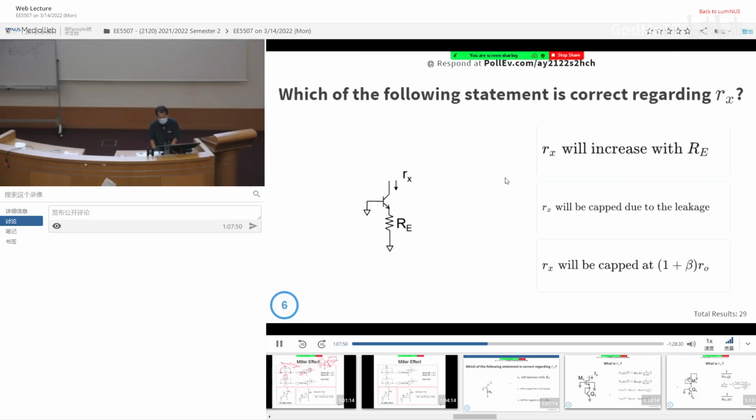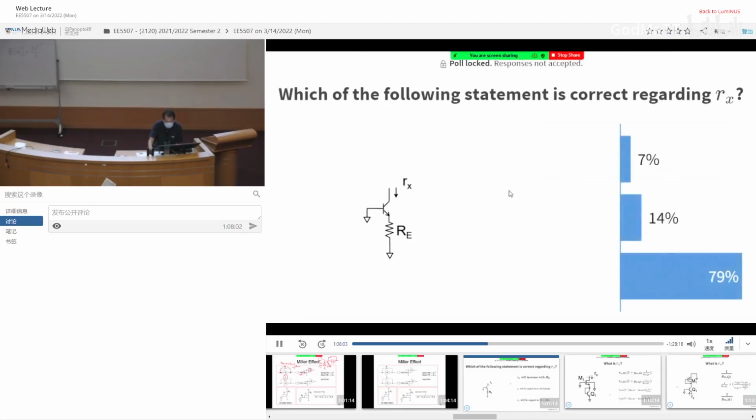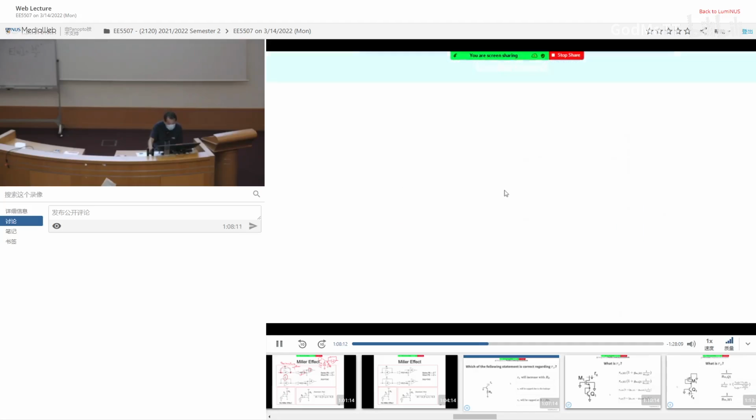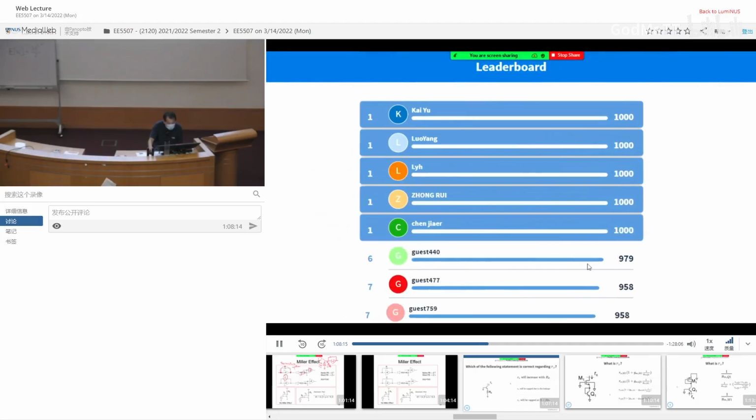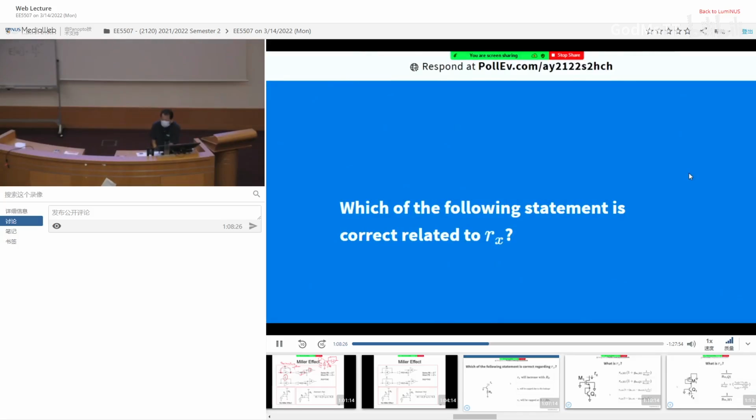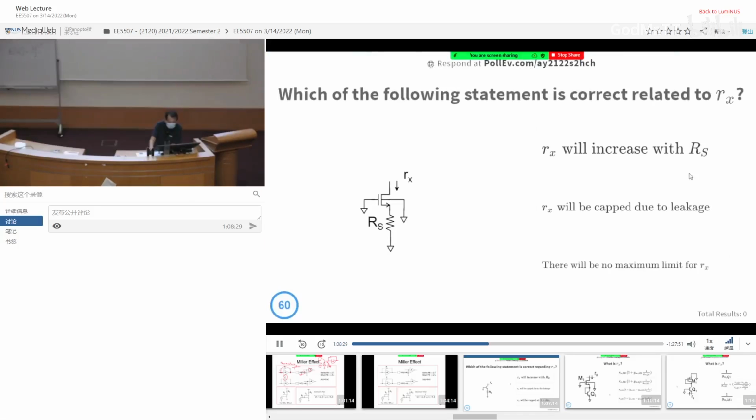Total result 27, 29. Why suddenly drop? Okay, no more response. Good, most of you get it right. Okay, so there is BJT. So it means you do pay attention. Okay, so these are the leaders. The faster you answer, the higher the score. Now let's see whether I have a second question. It's also related to RX. So there is MOSFET.